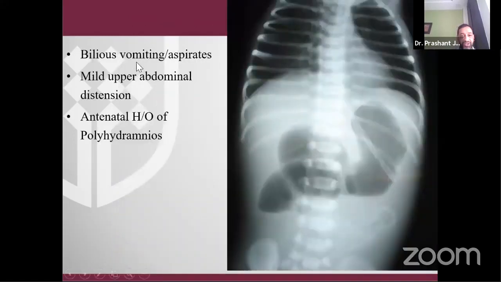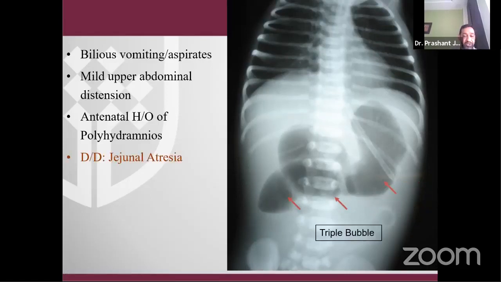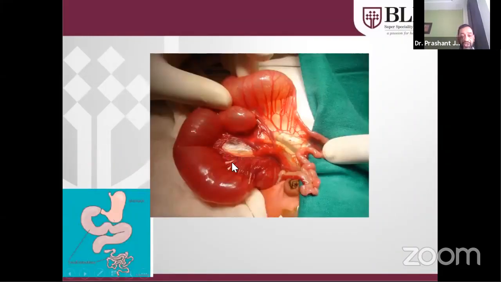Here is another presentation with bilious vomiting, but here you can see there is a mild upper abdominal distension clinically as well as on the X-ray. Instead of 2, now you're seeing 3 bubbles. One bubble is seen in the stomach area, one bubble is of the dilated duodenum, and then the dilated jejunum. So there are 3 bubbles, and we call it a triple bubble sign, which is very classical of jejunal atresia. This child was operated, and as you can make out, there's an atretic bowel here, with a complete cutoff, a dilated proximal duodenum and stomach, and collapsed distal small bowel loops.